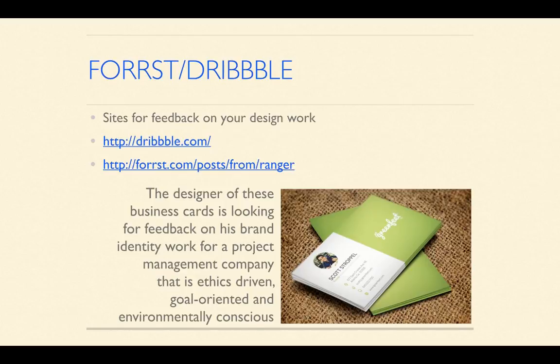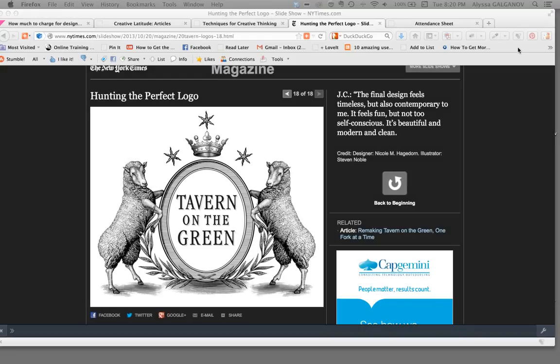There is a site, this one is specifically Forest, and a lot of these sites are like that. They like using that extra third consonant in their names, maybe because the other ones are taken. I've noticed that a lot. But this designer of these business cards is looking for feedback on his brand identity work for a project management company that is ethics driven, goal oriented, and environmentally conscious, called Green Feet. So you can see he's obviously chosen the green color, and he created the logo that they really like, and now he's trying to get the rest of the identity package together, and he's looking for some feedback.